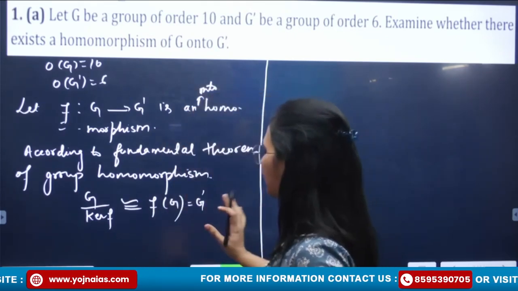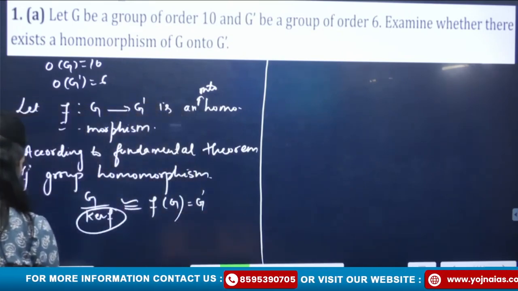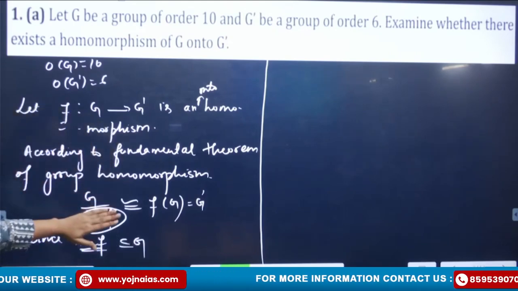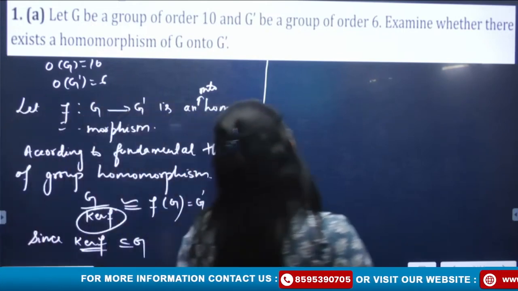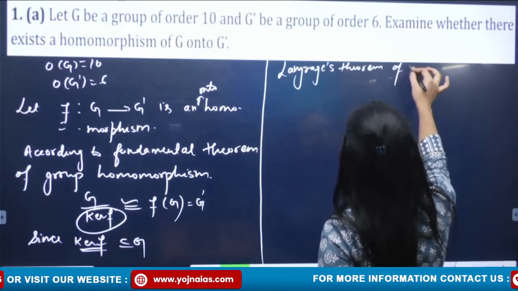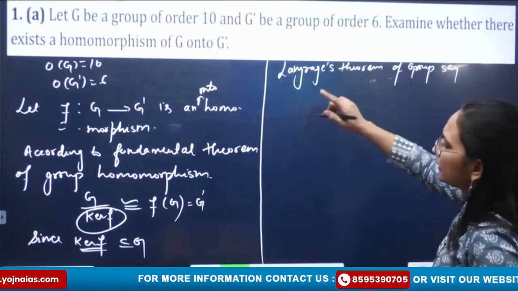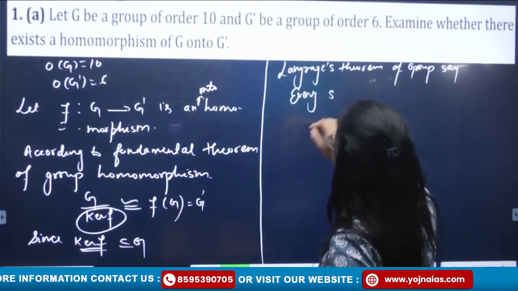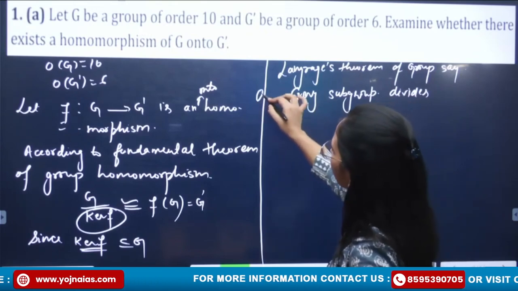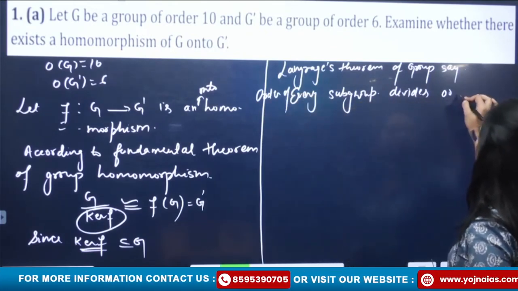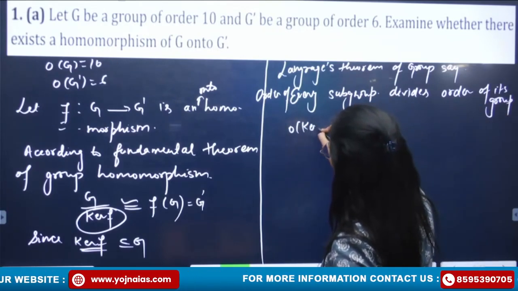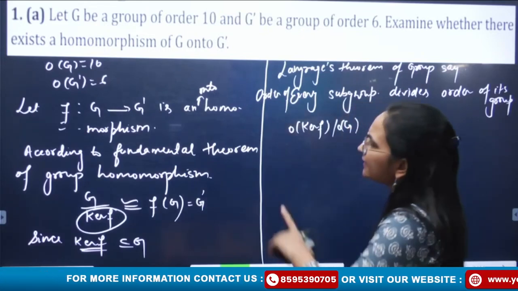And if this happens, then since kernel of f is a subgroup of G, that is the domain, it would be a subgroup of G. And then Lagrange's theorem of group says, every subgroup's order divides the order of its group. So that means order of kernel of f should be a divisor of order of G. And they said order of G is equal to 10.